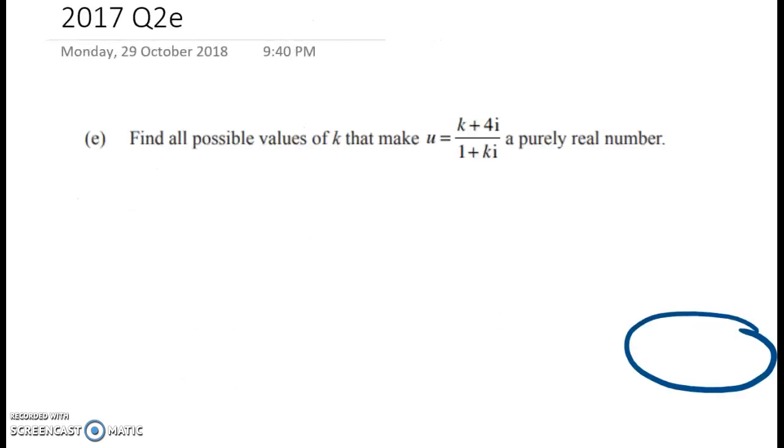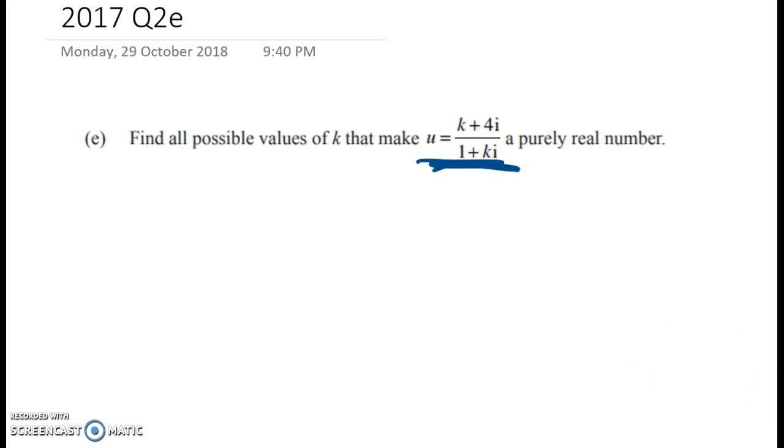This is a very short video of what might be the easiest excellence question ever in a level 3 calculus paper. I'm not putting a merit one in with this because the merit question from question 2 is just a bit too tedious for me to feel like going through right now. So here's question 2e. We've got to find all possible values of k that are going to make this thing here a purely real number.